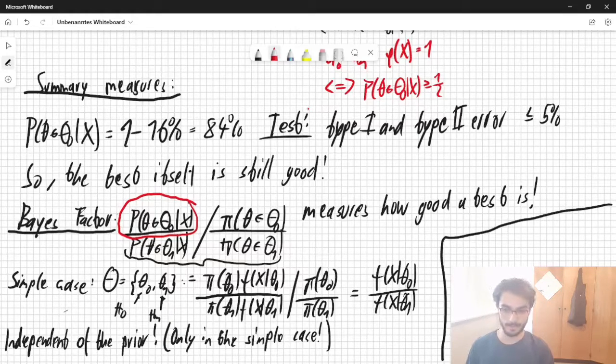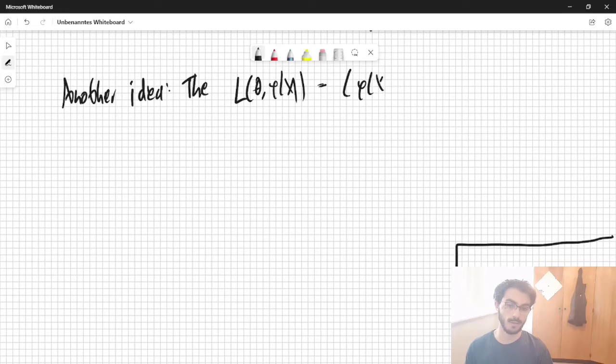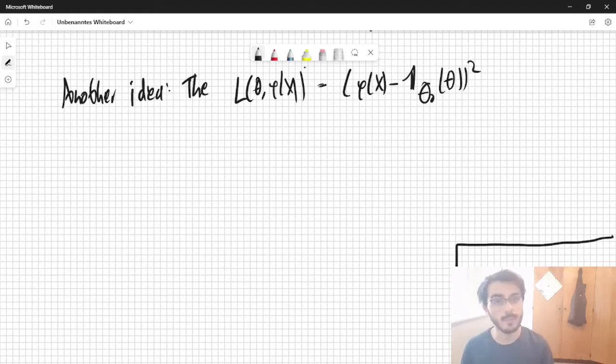Another idea is that instead of the 0-1 loss, we think about the squared loss. So we say, what is the difference between our test and the value it wants to estimate, squared? So we think in terms of distance.